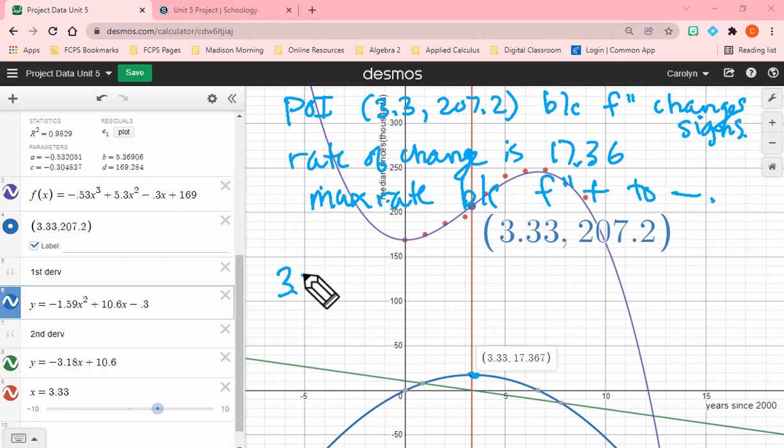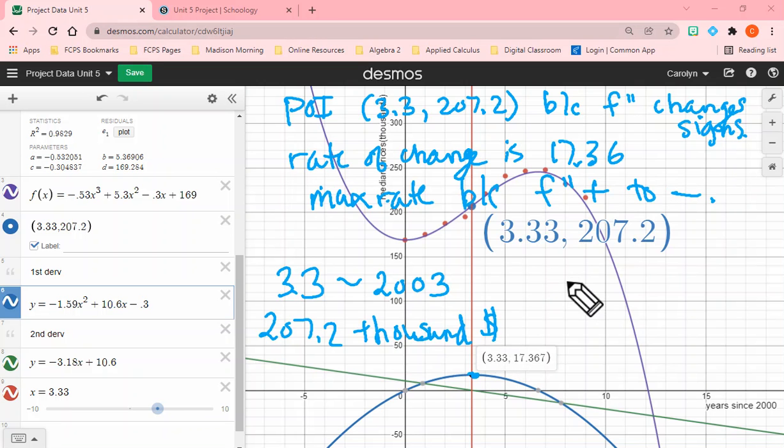So 3.3 is approximately 2003, because I'm looking at my labels. 207.2 is median prices in thousands, so that would be $1,000. 17.36 would be $1,000 per year. Okay, what does that mean?